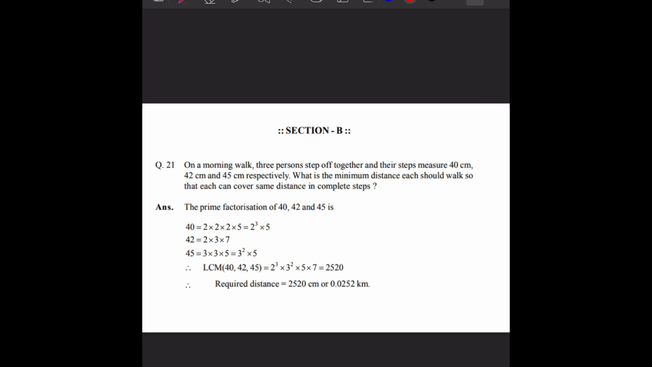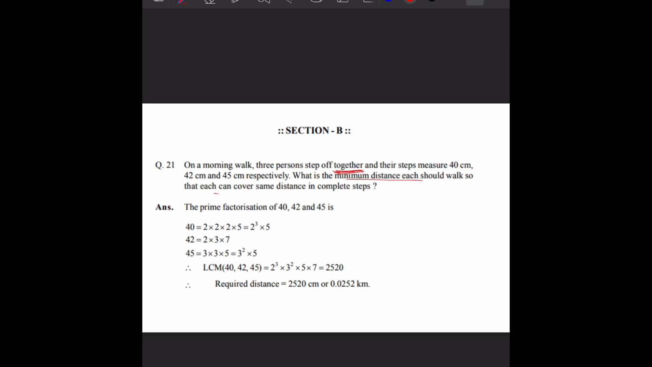On a morning walk, three persons step off together and their steps measure 40 centimeter, 42 centimeter, 45 centimeter respectively. What is the minimum distance each should walk so that each can cover the same distance in complete steps? Whenever you see the word together, एक थोड़ा बहुत हिंट आ जाता है कि we need to find out LCM. अगर उन सबको साथ में चलना है तो कितना डिस्टेंस कवर करना पड़ेगा?